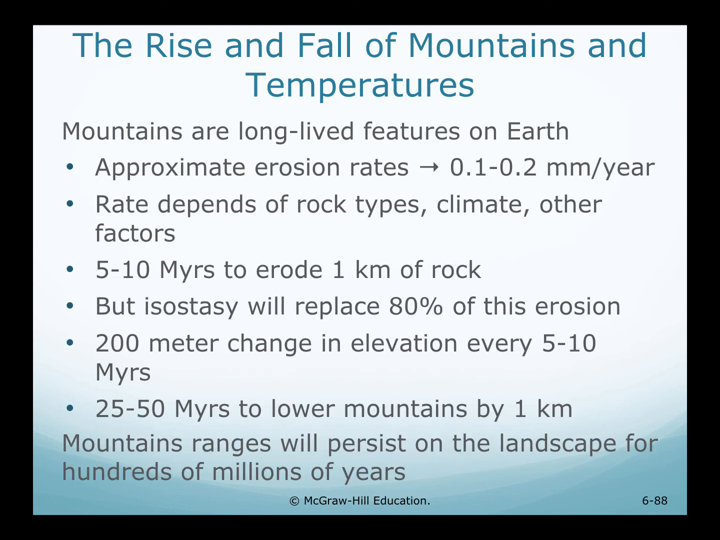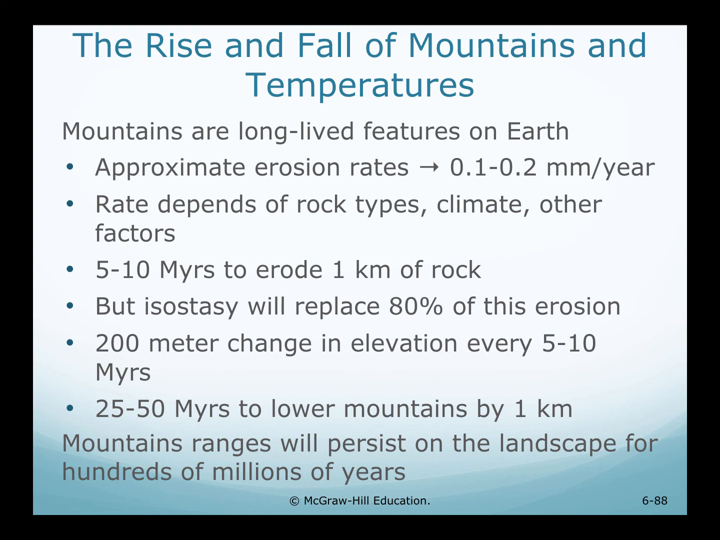The approximate erosion rates are 0.1 to 0.2 millimeters per year. The rate depends on the rock types, the climate, and other factors. It takes 5 to 10 million years to erode 1 kilometer of rock. But isostasy will replace 80% of the erosion.